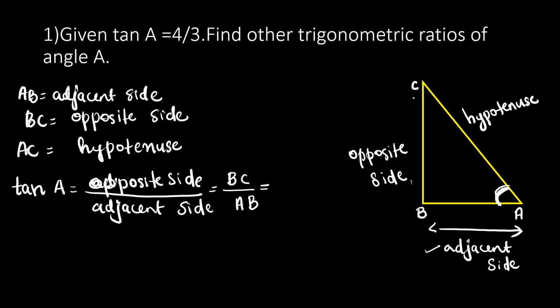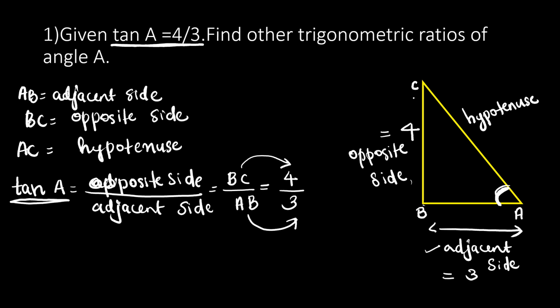And in the given question, what is tan A? Tan A equal to 4 by 3. So this tan A can be written as 4 by 3. Now from this we get that BC equal to 4 and AB equal to 3. That is, this BC we can write as 4 and this AB we can write as 3. Okay, from this triangle we get the sides AB equal to 3 and BC equal to 4. Now we will find other trigonometric ratios of angle A.